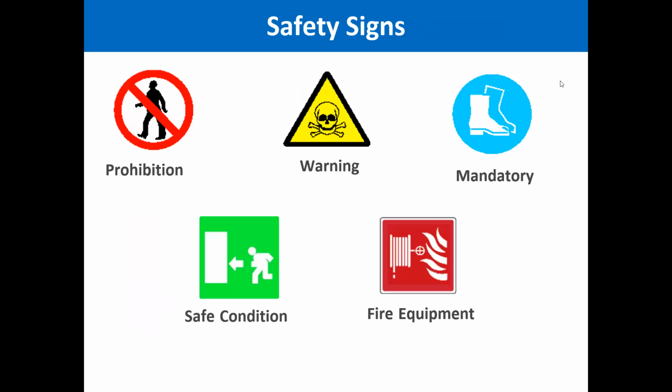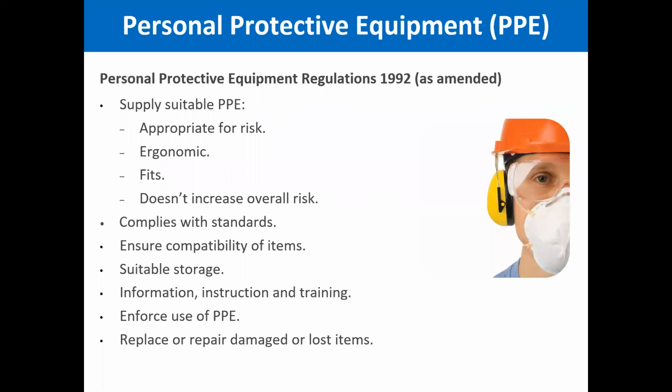Then there are safety signs. There are various types of safety signs. There are prohibition signs which prohibit you from doing something. Then there are warning signs which give you a warning of danger. Then there are mandatory signs. These tell you of something that you must do. Safe condition signs and fire equipment signs as well. So these are various signs which you can use in the workplace.